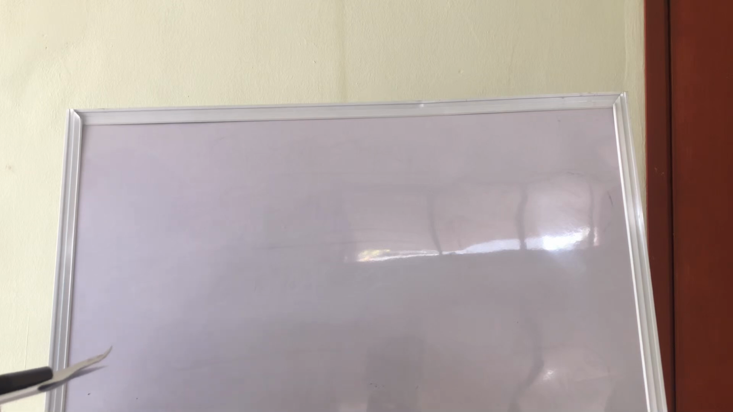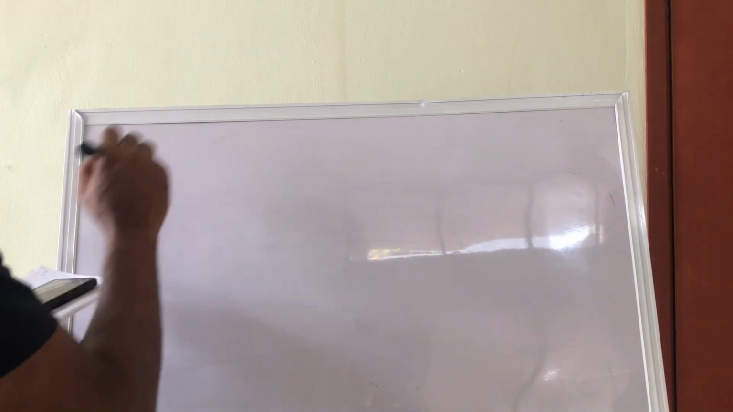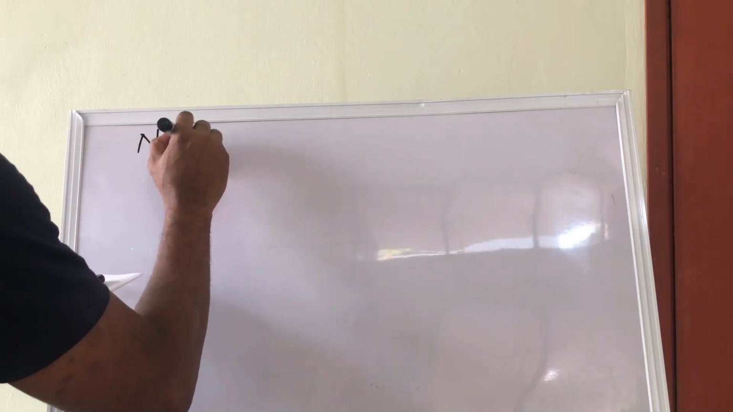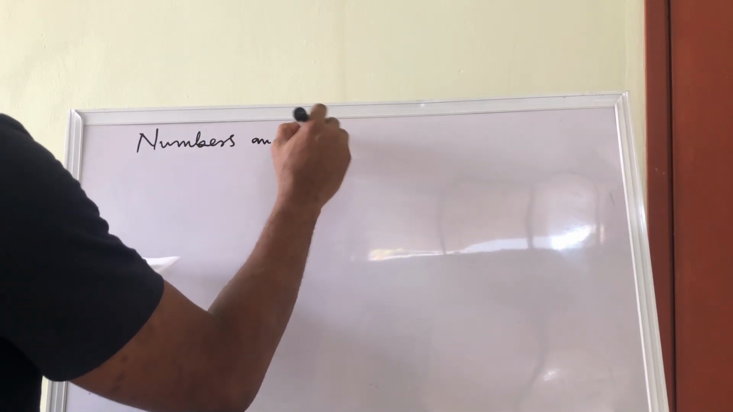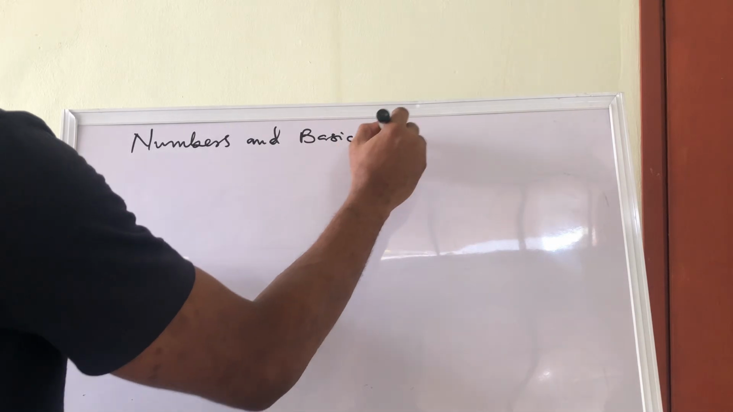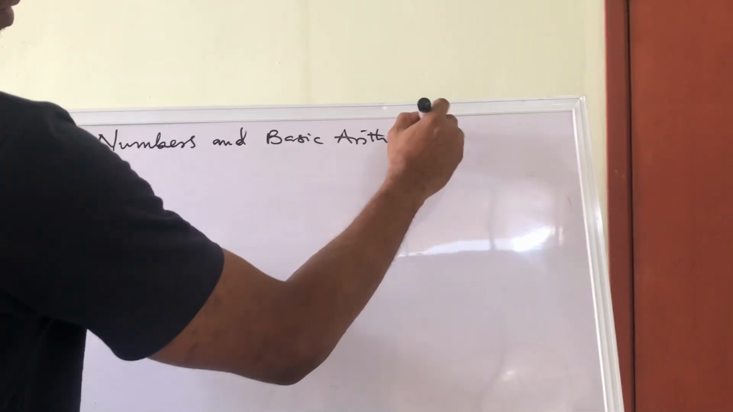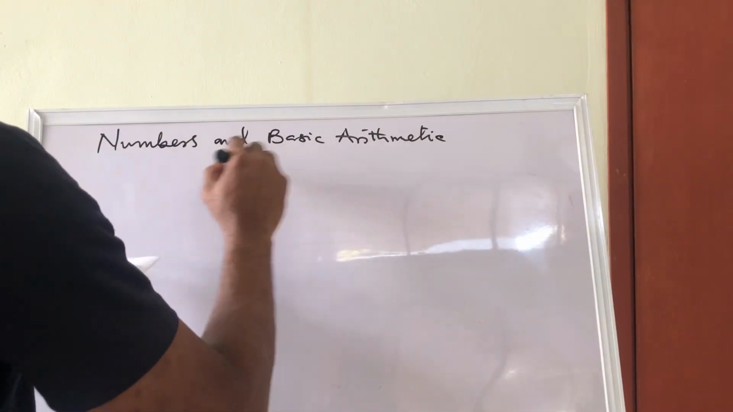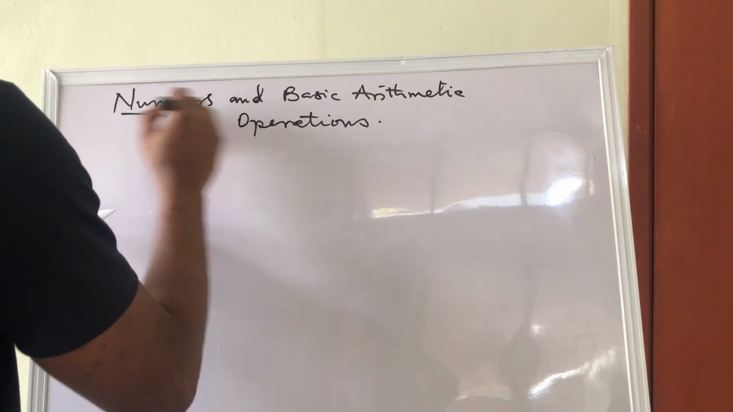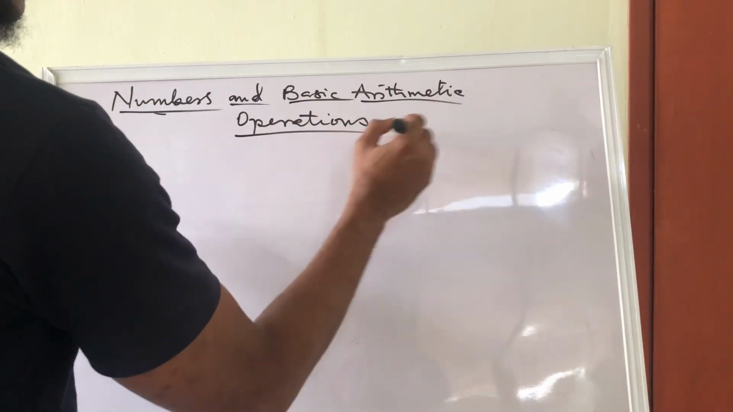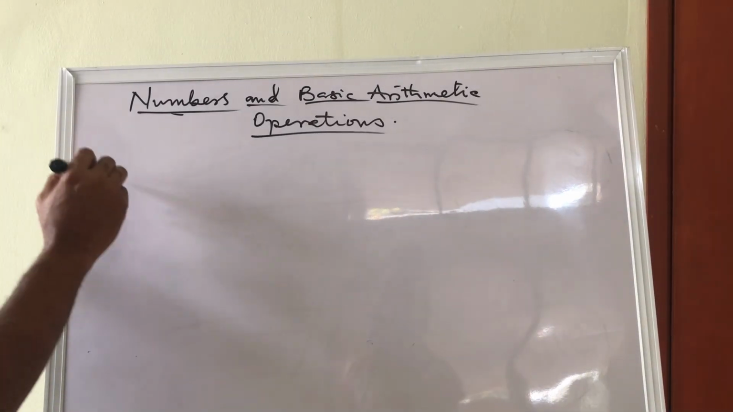So I really hope that we're going to have a very wonderful session as we take this mathematics, and I'll be taking you numbers and basic arithmetic operations. So the first thing we are doing today is numbers and basic arithmetic operations. And I said we're going to be treating certain important terminologies. So the first one is going to be integers.